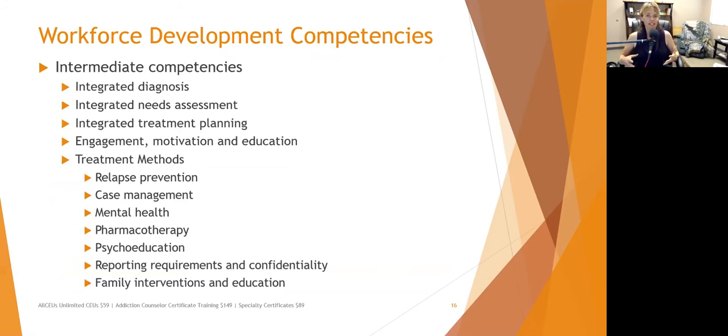Intermediate competencies include being able to integrate diagnosis and needs assessment and also create an integrated treatment plan that addresses all of their biopsychosocial issues. You need to be able to engage, motivate, and educate clients, and be familiar with treatment methods including relapse prevention, case management, mental health, pharmacotherapy, psychoeducation, as well as family interventions and education.